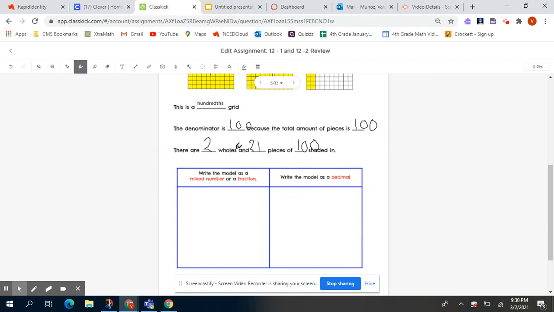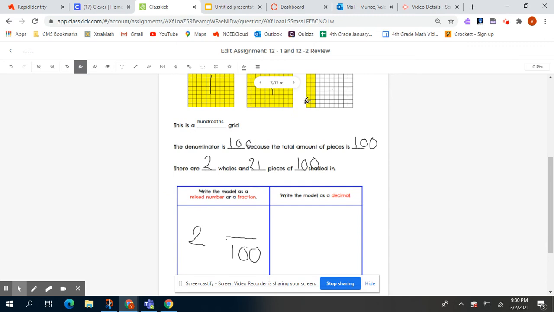I know that there are 2 wholes, so I can write a mixed number with this one. There's my 2 wholes. And now I know that my denominator is 100. So I'm going to put a line and put my denominator. And I saw that there are 21 of these 100 shaded in. So my mixed number of this model is 2 wholes and 21 hundredths.